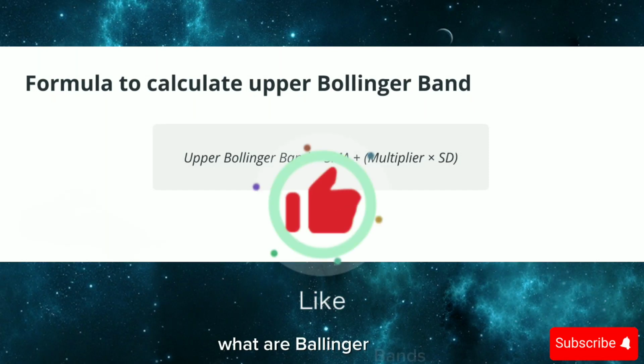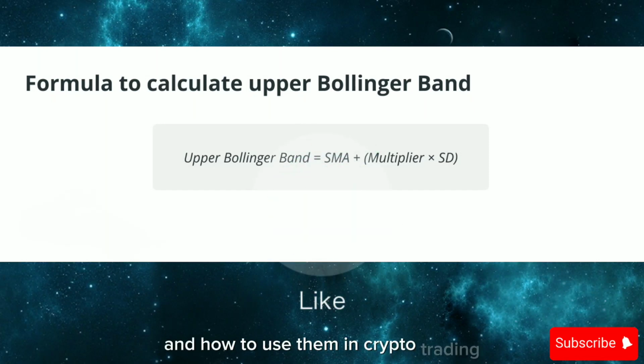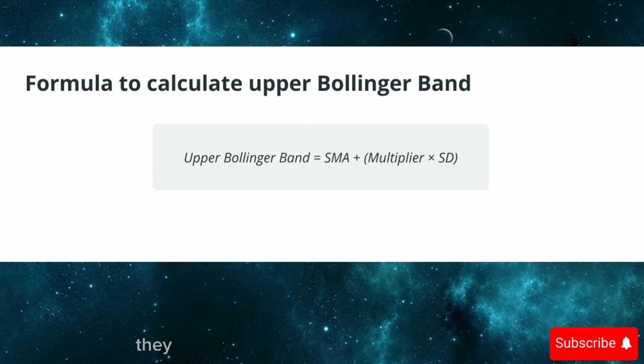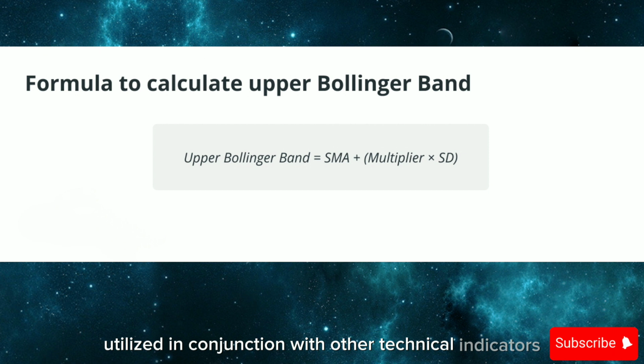What are Bollinger Bands, and how to use them in crypto trading? A technical analysis tool called Bollinger Bands uses price volatility to provide probable entry and exit opportunities in trading. They are made up of two outer bands or lines and a center line, the simple moving average for a 20-day period, which enlarges and contracts in response to changes in price. For thorough market analysis, they are frequently utilized in conjunction with other technical indicators.